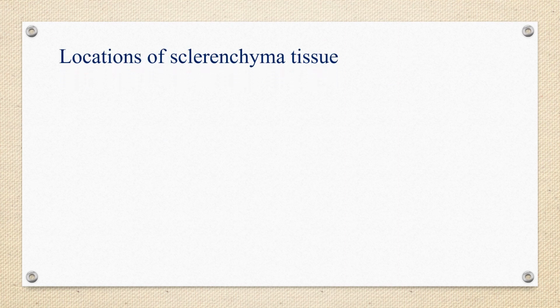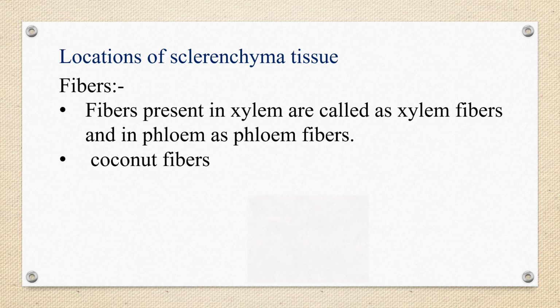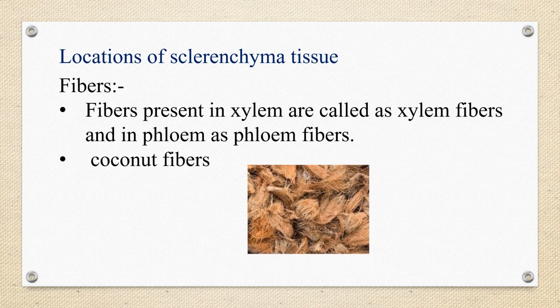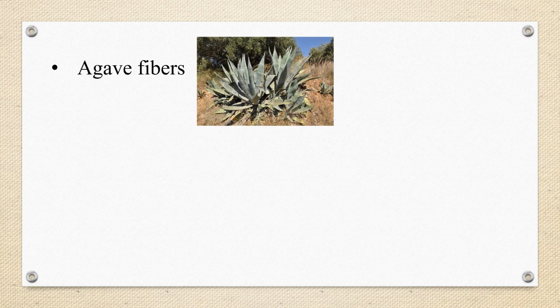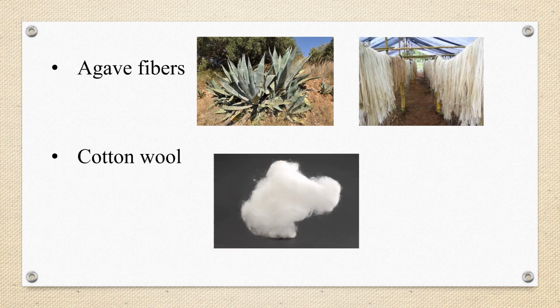Now we are going to learn about the locations of sclerenchyma tissue. First of all, we will see where the fibers have located. Fibers present in xylem are called as xylem fibers and in phloem as phloem fibers. Coconut fibers, you can see this picture. Agave fibers. These are the agave plants and these are the agave fibers. Cotton wool. We can observe those fibers.